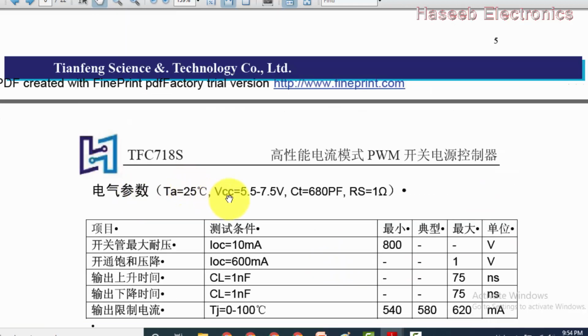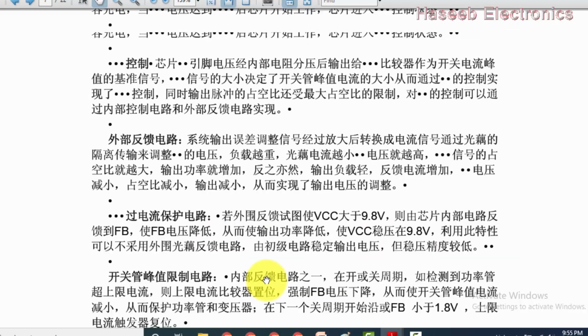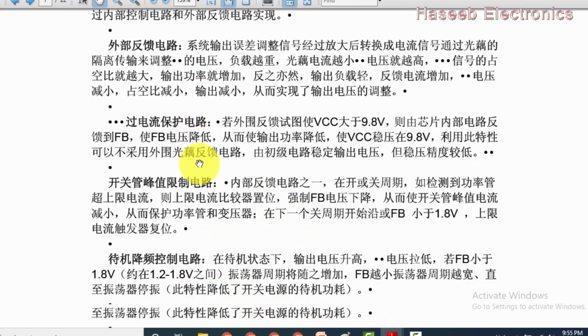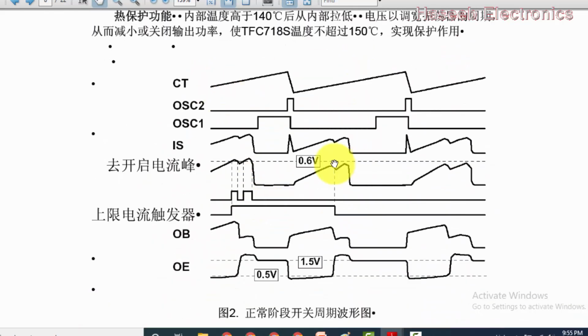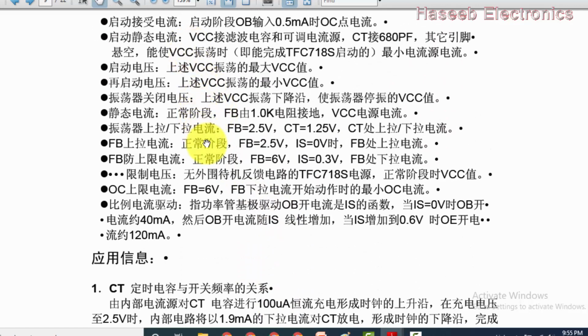Here is its condition: 5.5 volt to 7.5 volt, CT 600 picofarad, 680 picofarad, and RS is 1 ohm. And normal is VCC change 5.1 volt to 9 volts. Here is its functional description, and here is timing pulses. So it is charging pulses and oscillator reset pulse. Different parameters are discussed here regarding VCC and feedback.